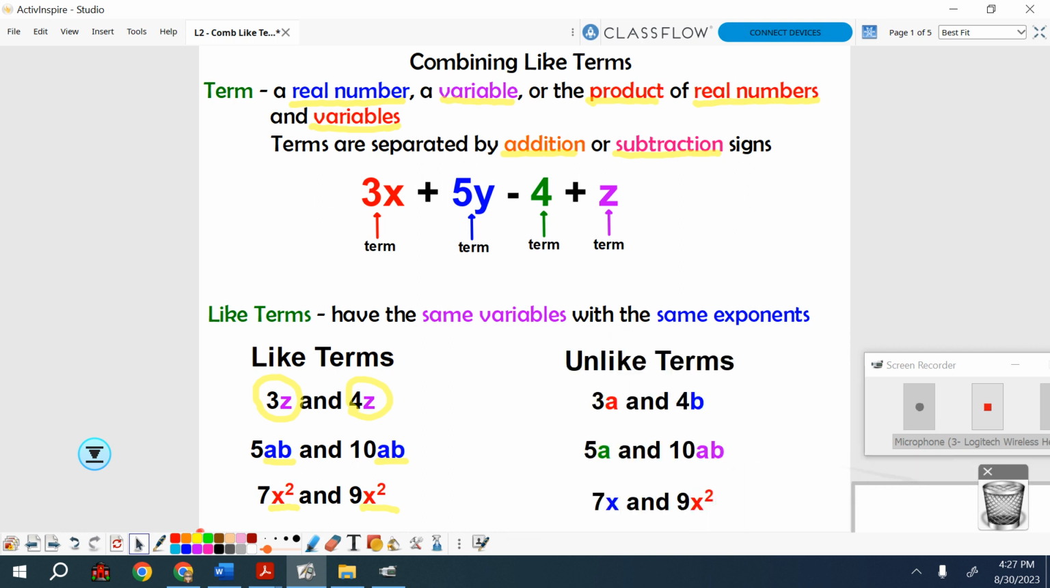Now, unlike terms are going to be different. They're not going to be same variable, same exponent. So here's an example. This has an a, this has a b. Since a and b are not the same, not alike. In this example, we have 5a and we have 10ab. In order to be like terms, they both have to be exactly the same. An a and an ab are not the same. And on our last scenario here, we have an x and an x squared. So same variable, but they don't have the same exponent. We can only combine things together when they are like terms, when they have the same variable with the same exponent.